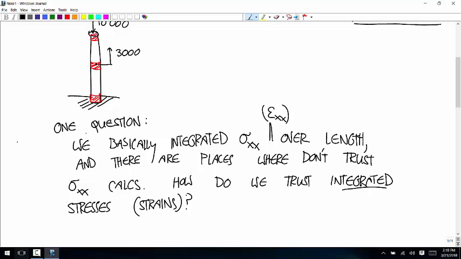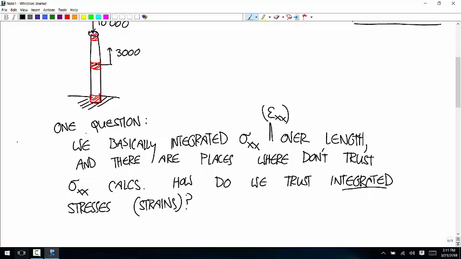Okay. Well, the answer is we don't trust the strains at these, but as long as we have a long enough beam, whatever the integrated strains are is going to be small. If most of your beam is stuff that you do trust, you're going to get vanishingly small deformations in the areas you don't, and the deformations you're going to get in the parts you do trust are going to overwhelm that. And so we can sort of gloss over that fact. But it definitely is something to be aware of.